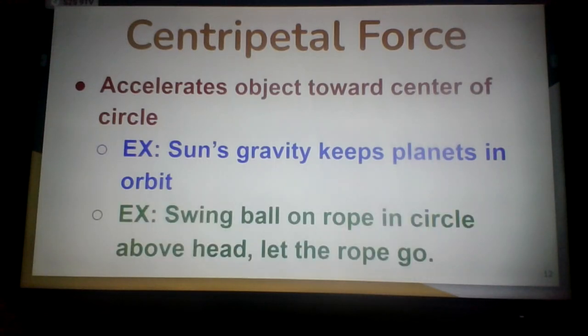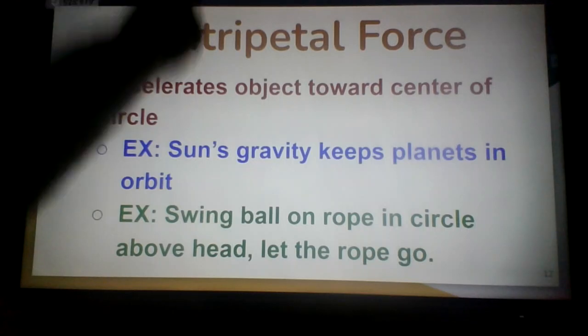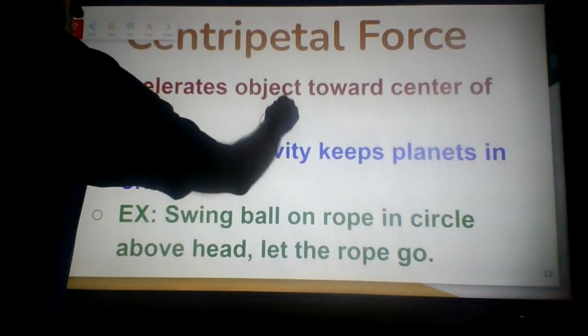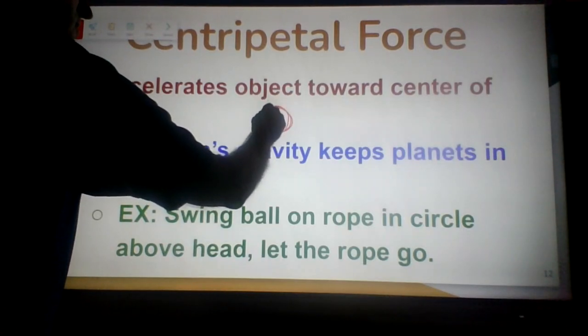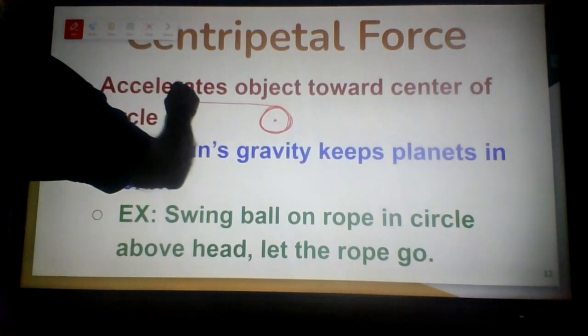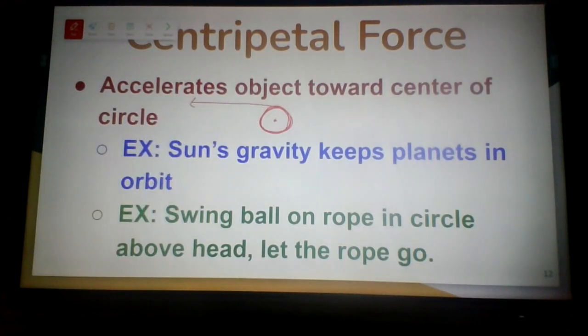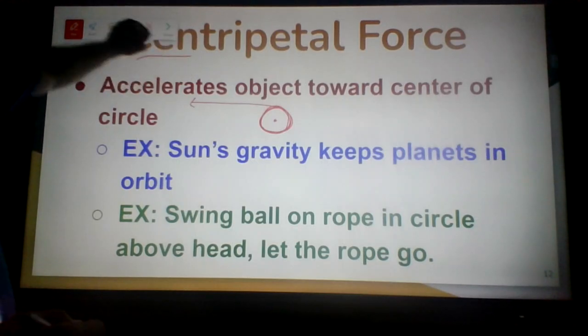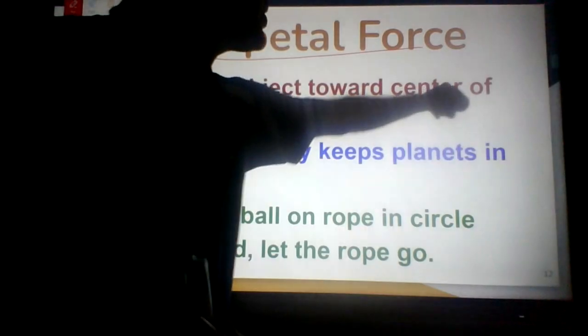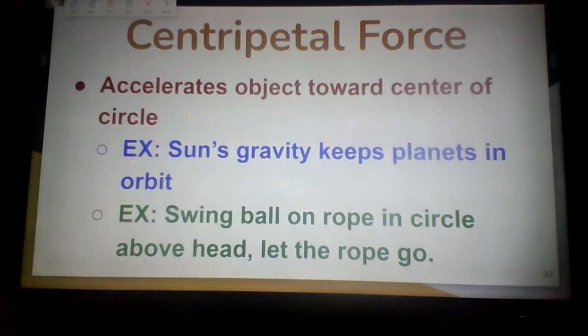And I've mentioned this before. Swing a ball on a rope in a circle above your head, then let the rope go. As long as the rope is attached, we're going to continue to get that circular motion. And here's the center of that circle. But as soon as we let go, that ball's going to go off in a straight line until gravity, of course, makes the ball hit the ground. Okay? Swing that ball on the rope, let the rope go. The centripetal force will be pulling objects toward the center of the circle. Ready?